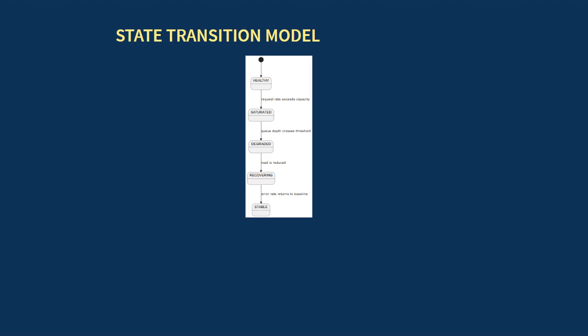In our state transition model, we visualize the stages the system can undergo, from a healthy state to saturated, then degraded, and so forth. Understanding these transitions is vital for maintaining system integrity under varying loads. How do we determine if the system is moving from healthy to saturated? We monitor metrics like request rates and queue depths to spot when we exceed our system's capacity.